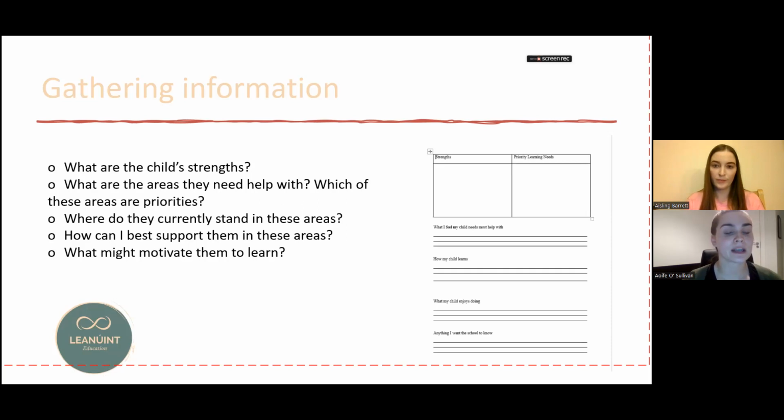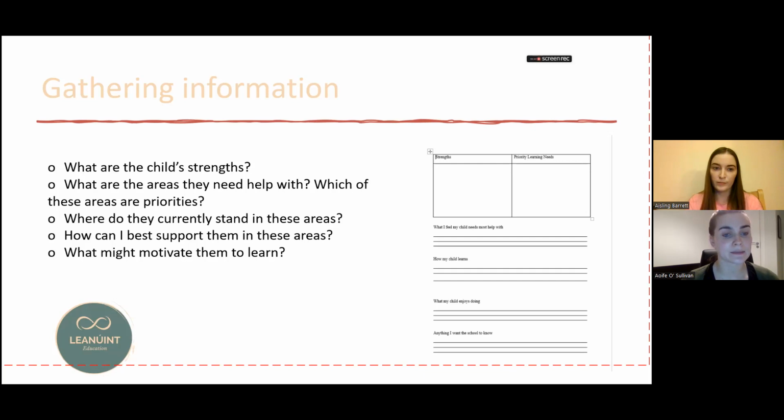You are also going to gather information on the specific areas that they need help with. So there may be several areas that a particular pupil needs help with. So you are going to have to prioritize these areas. You will be assessing where they currently stand in these areas, and hopefully some of the assessments we discuss in this webinar will support you in doing that.